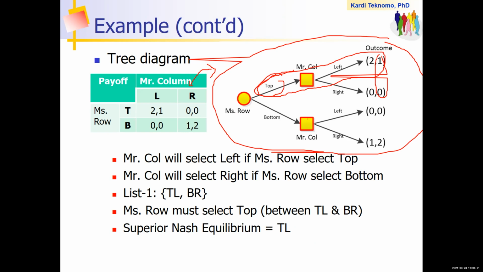Now, Mr. Column will select right if Miss Row selects bottom. So if Miss Row selects bottom here, look at the second column. Between 0 and 2, which one is better? 2. So in that case, bottom right will be in the list. So you put in list 1: top left, bottom right. Can you see it or not?